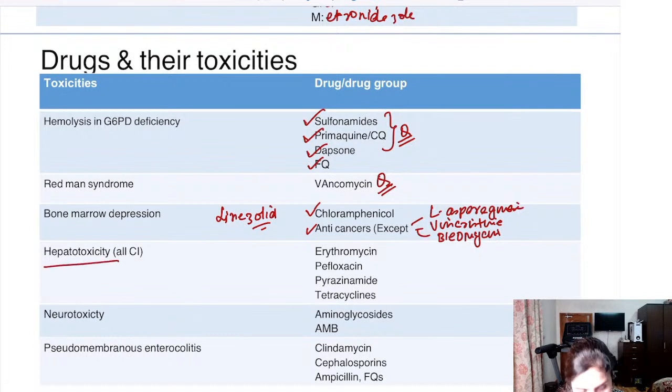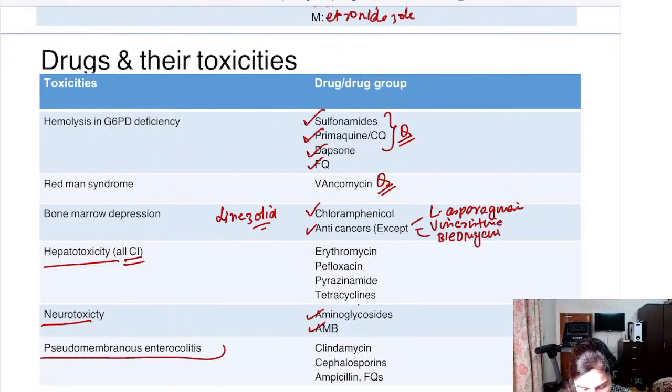Then hepatotoxicity, for the liver, all of them are contraindicated. Erythromycin, pefloxacin, pyrazinamide, tetracyclines. I'll be taking this up next time when I take up the specific antimicrobials, we'll discuss the anti-TB drugs. In that we'll see which of the drugs are safer and not safer. They're more important there. So now we are talking generally about toxicities. Erythromycin, pefloxacin, pyrazinamide, tetracyclines. Neurotoxicity, again, 2A's, aminoglycosides and AMB, amphotericin B.